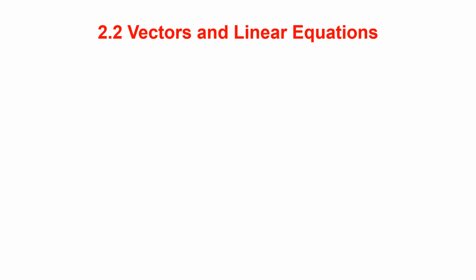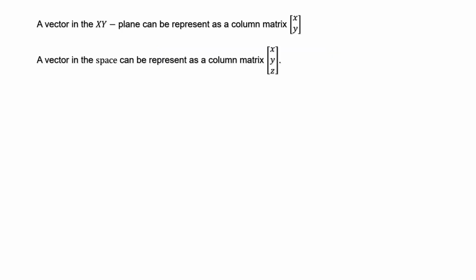In this video, we are going to talk about vectors and linear equations. A vector in the xy plane can be represented as a column matrix with two elements, x, y, like this. If it is in space, then we add three elements and it is represented as a column matrix as x, y, z.